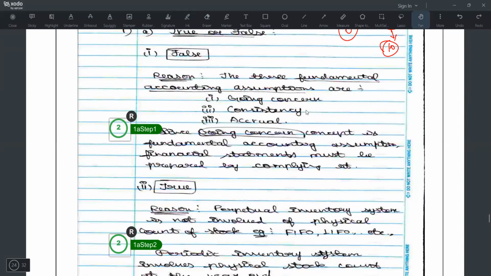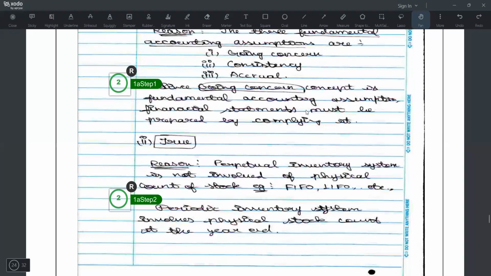You give a heading true or false, write false, box it. Don't write the reason; if you write it, it is also good. Try to explain and write it in a brief manner. If a question requires a one line explanation, it is completely fine. Give it one line. Suppose there is a more than one line explanation, give it and score good marks. This question: what is the basic fundamental assumption, that is going concern, consistency and accrual, everything they have done.